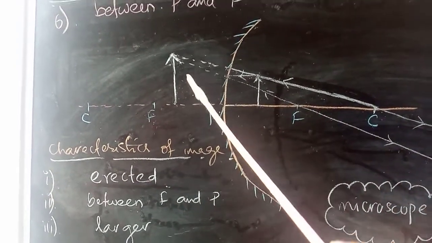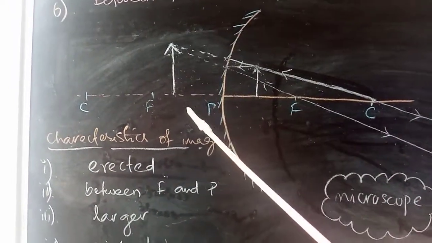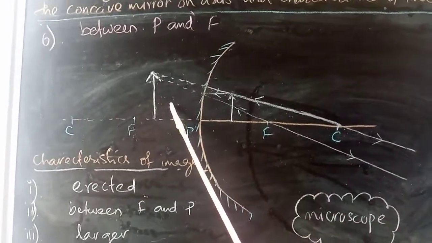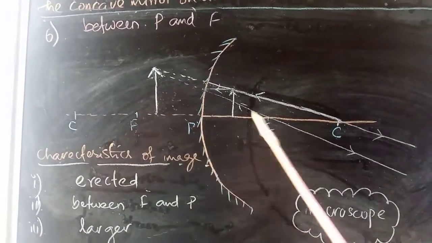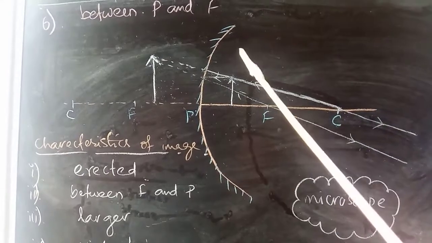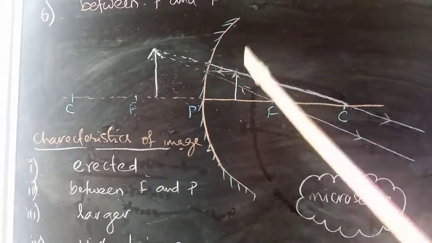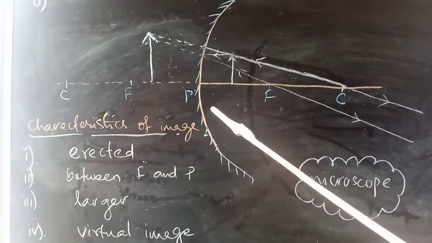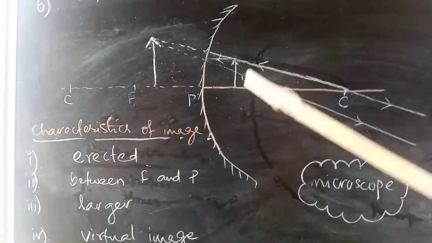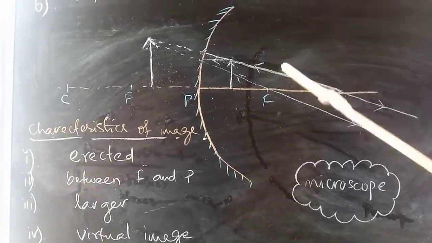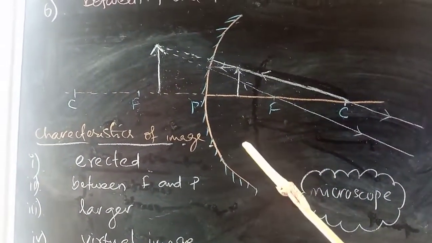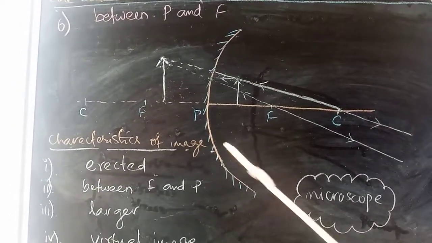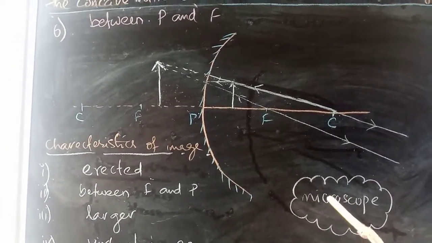You can see this image only inside the concave mirror. So that's why it's not a real image, it's a virtual image. This kind of principle is used in making a microscope. When you see microbes with the microscope, you place the microscope very near to the microbes. That's why you can observe the microbes as erect and much bigger than their actual size. So we can use this concave mirror principle to make the microscope.